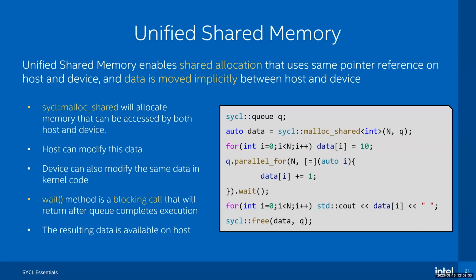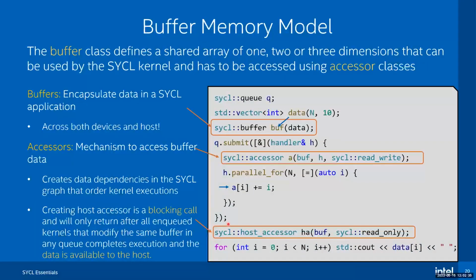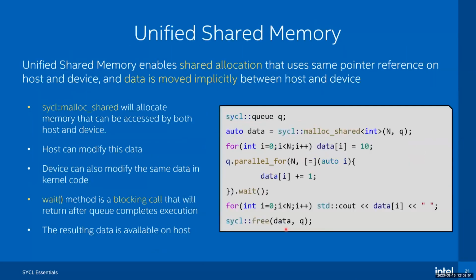Whereas if you look at the buffer example, we're not using wait there, but instead we're using host accessor. This will act as a wait, right? So this is a blocking call. This will wait until the kernel submission is complete. And once this is complete, then this copy actually happens and the data is available to you.